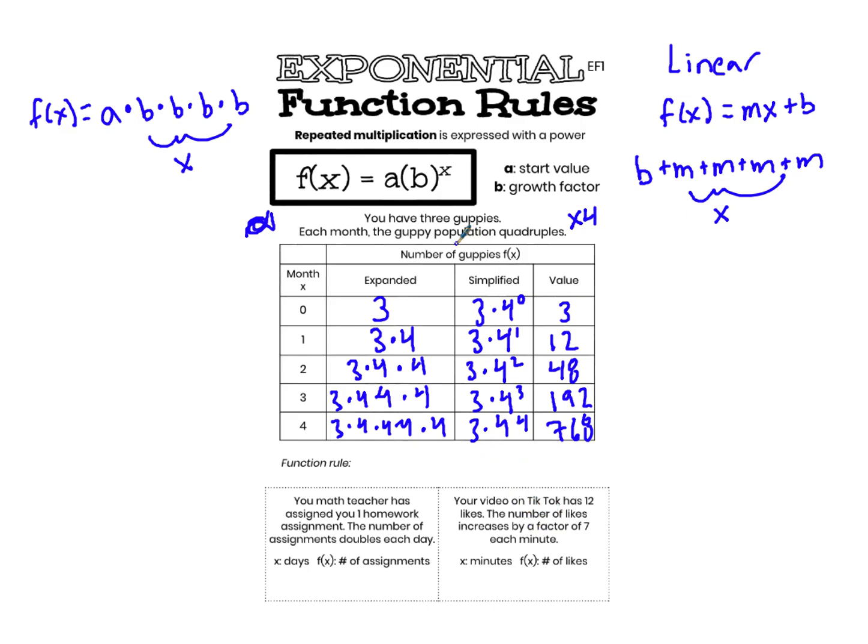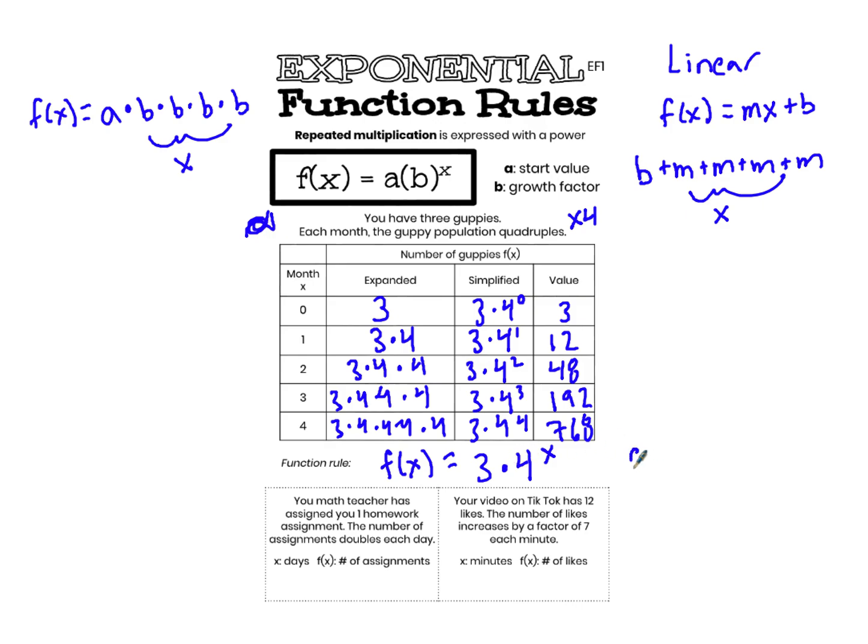My function rule for the guppy situation is going to start with f of x or y equals. And then I need my a, my start value. My start value is 3. And then I am multiplying by my growth factor to the x power, my power of 4 to the x. So one way to represent the function rule is f of x equals 3 dot, meaning multiplication, times 4 to the x.